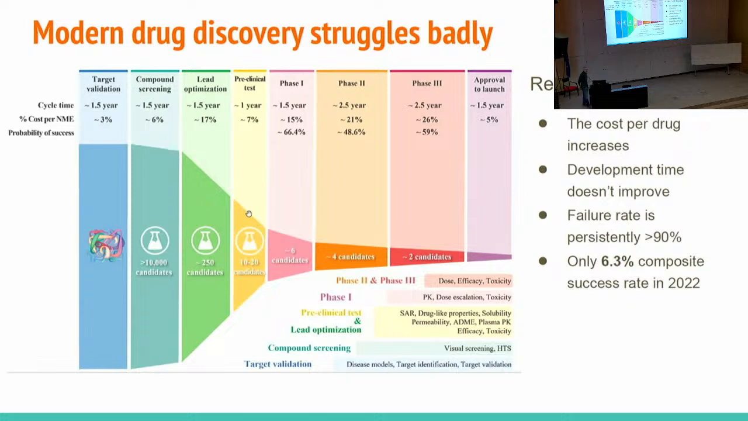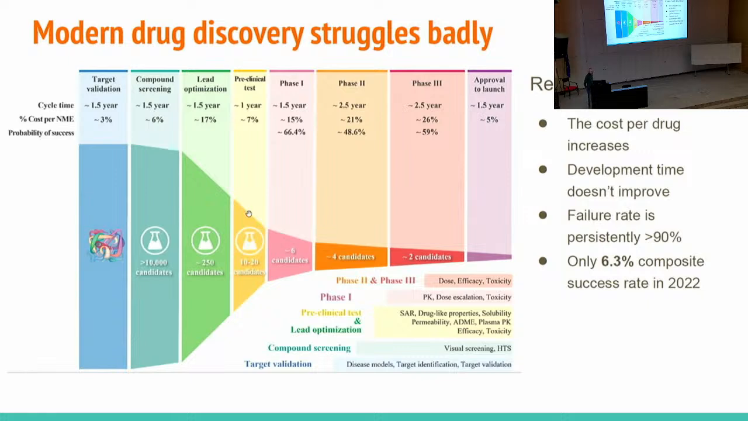First of all, the reason for the widely recognized stagnation in drug discovery is that the cost of drug development actually increases and the development time doesn't change that much. The last survey in 2022 tells that only about 6% of all drugs which enter the pipeline are successful. So the composite success rate is about 6.3%. And as a result, the failure rate is more than 90%. And this figure hasn't changed in the last 20, 30 years.